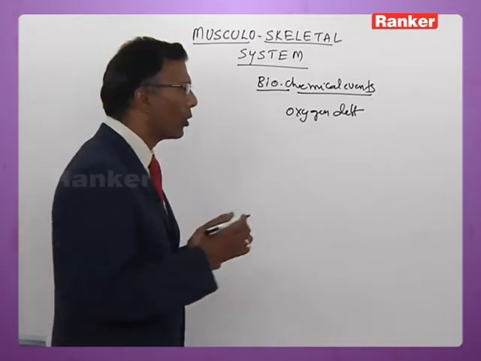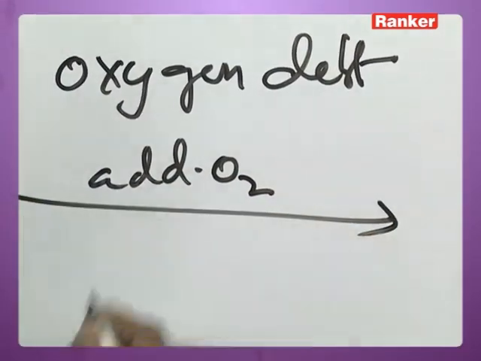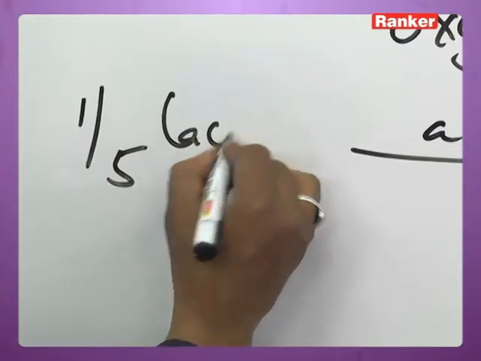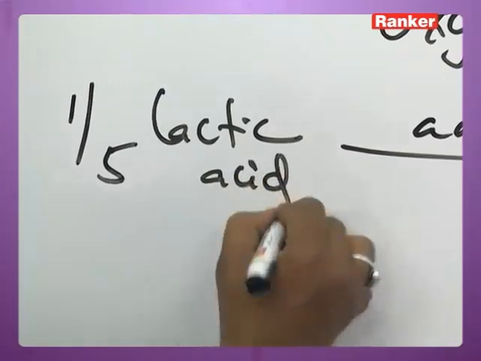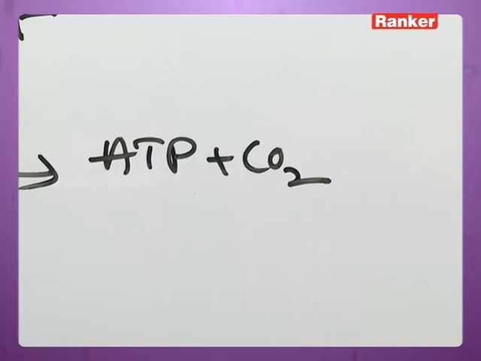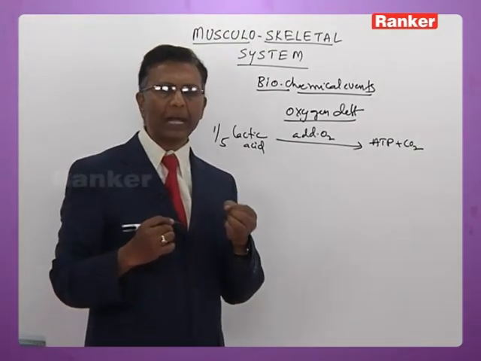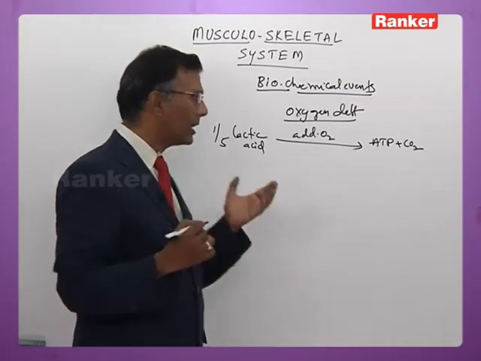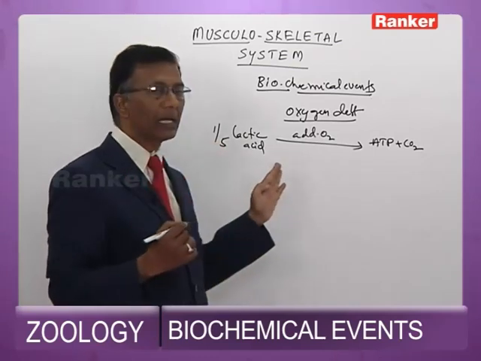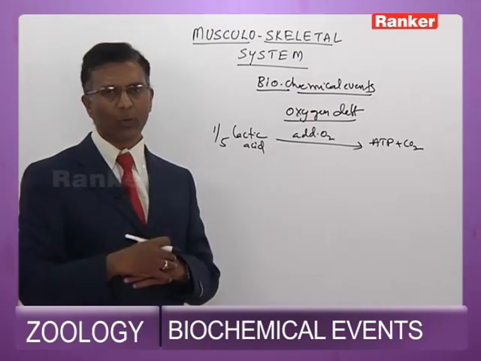That additional amount of O2 which is inhaled by a person to burn about 1/5 of lactic acid to convert into ATP plus CO2 is called oxygen debt. That is, the amount of oxygen inhaled by a person is not sufficient to burn the entire lactic acid into ATP. 1/5 of lactic acid gets burnt in the presence of the additional amount of O2 to form ATP and CO2.